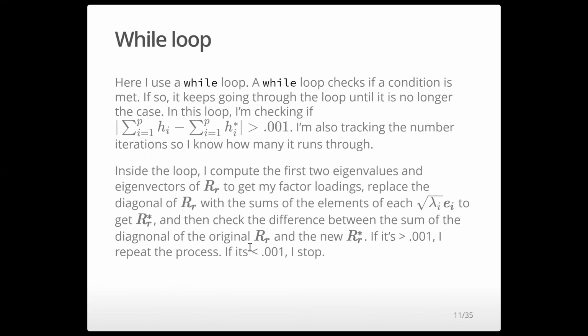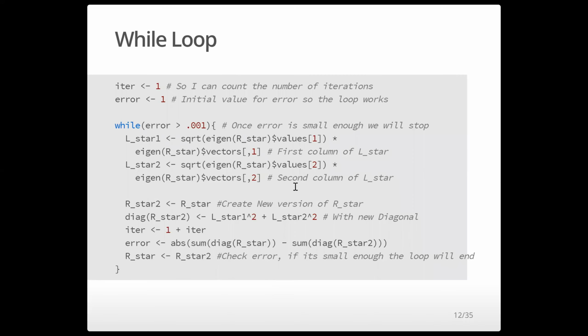So then inside the loop, I'm just going to repeat this process where I get the first 2 eigenvalues and eigenvectors, which is m, because I'm specifying m equals 2, of the reduced correlation matrix to get my factor loadings. Then I'm going to replace the diagonal of my reduced correlation matrix with the sums of each element of the eigenvalue eigenvector pairs to get my new R star reduced. And then I'm going to check the difference between the sum of the diagonal, or the trace, of R and the trace of R star R. And if it's small enough, it'll stop. If it's not small enough, it'll keep going through the loop. So this is the while loop.